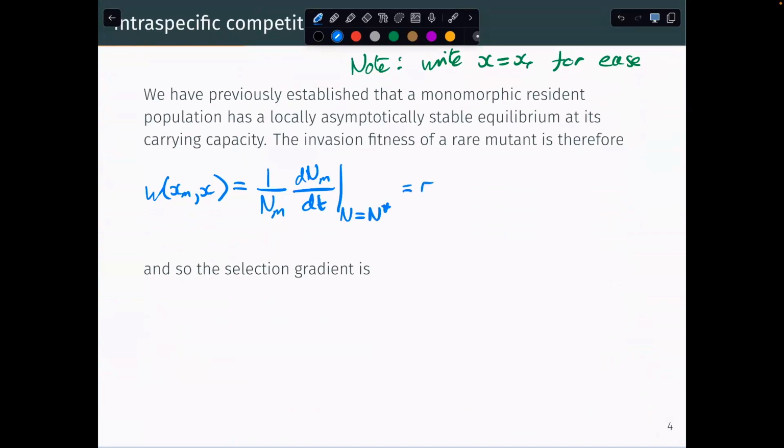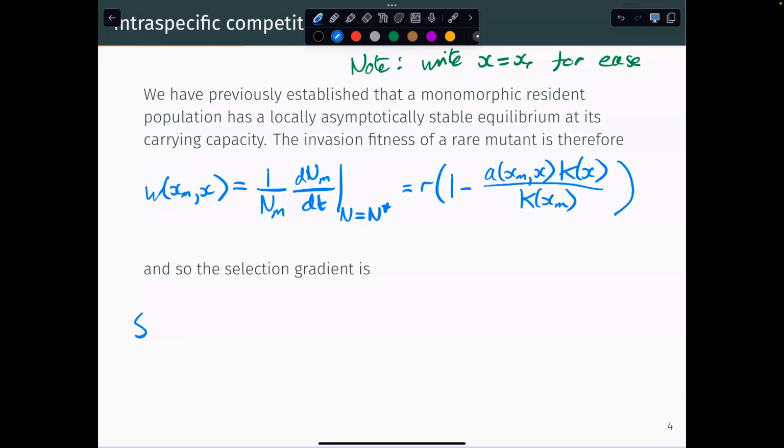So if we do this, we end up with R times 1 minus A of xm, x. So that's our competition imposed by our resident on our mutant strain, times n star, which in this case is just going to be K of x, carrying capacity for our resident population, and then divided by K of xm, so the carrying capacity for the mutant population. This is what we've done before, so there shouldn't be anything new here. Just a slight change in notation.